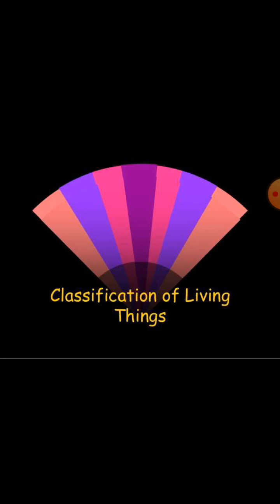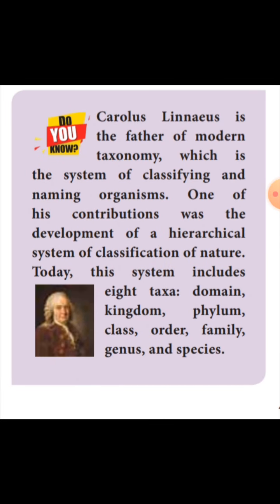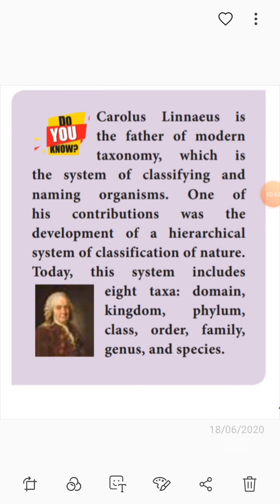This is called classification. Generally, there are two scientists mainly involved. One is Carolus Linnaeus, and another is Aristotle. Both scientists played a major role in the classification of all organisms. Next, how organisms are classified based on their level of organization.